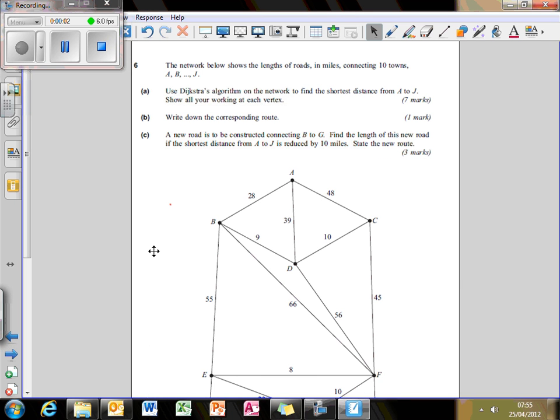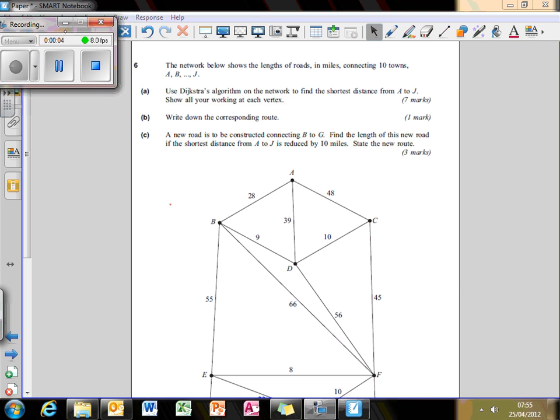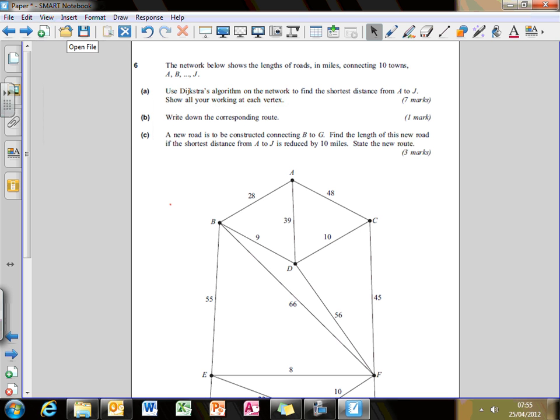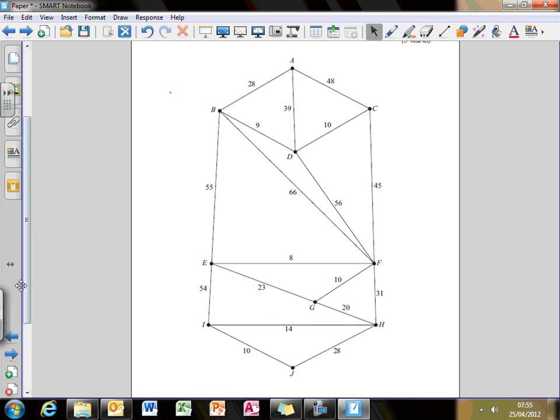It is question 6 from the Jan 2012 D1 paper, and it's a Dijkstra's algorithm question. Part A is asking us to find the shortest distance from A to J, so without further ado, we'll crack on and do that. In fact, I want to do 6A and B in one fell swoop. So here goes, Dijkstra's algorithm.